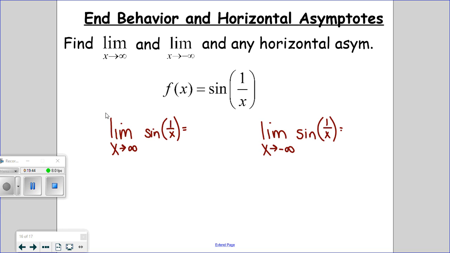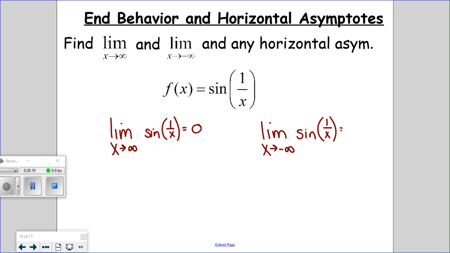On that first one, x is approaching infinity, which means I'm plugging bigger and bigger numbers in here. As I do that, the fraction inside of my sine function is headed towards 0. Well then that means I'm taking the sine of something that is essentially 0. What is the sine of 0? 0, right? Sine of 0 is 0. So this one would head towards 0.